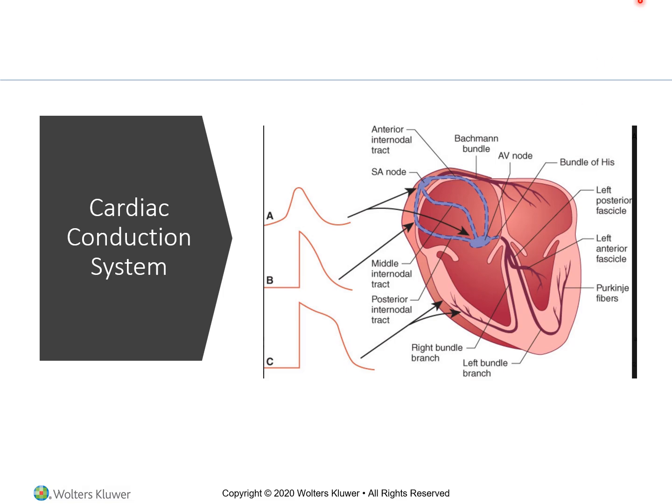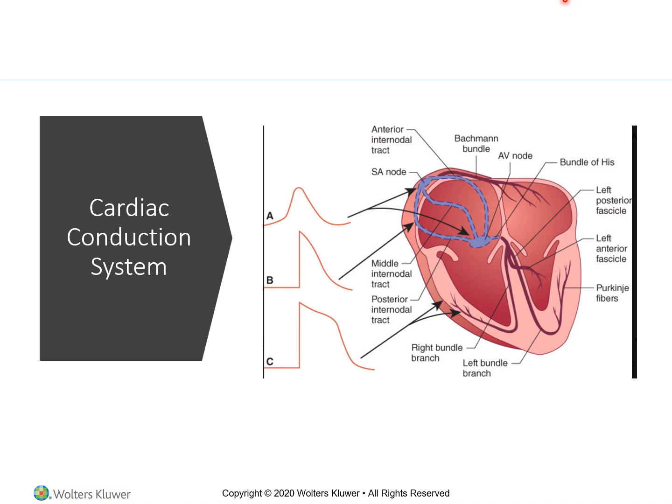The AV node also provides a little bit of an electrical delay. We said the SA node is the fastest firing, and as those electrical signals pass to the AV node, conduction is a little bit slower, and it allows fewer impulses to travel through. So there's a little delay of electrical movement right here at the AV node. That's important for heart pumping efficiency.